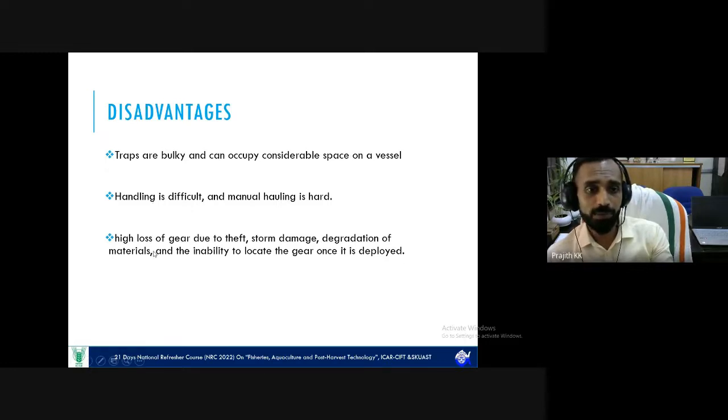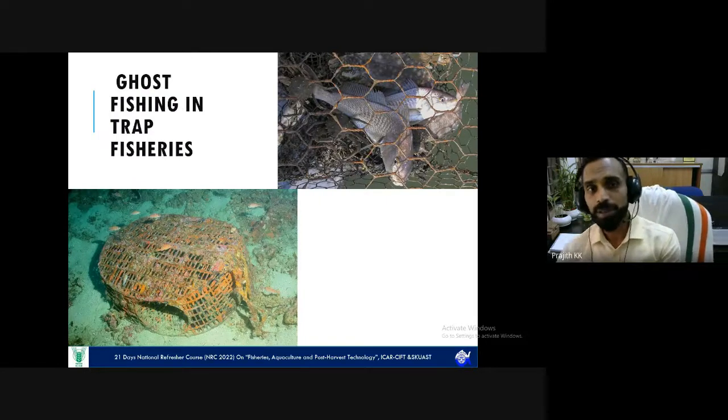For that operation. So that is another aspect. Then if the fishing gear is lost due to some unfavorable condition, like a storm, there is a chance of losing the fishing gear, as some climatic conditions will be there. So there is a chance for losing our fishing gear. That will lead to ghost fishing.